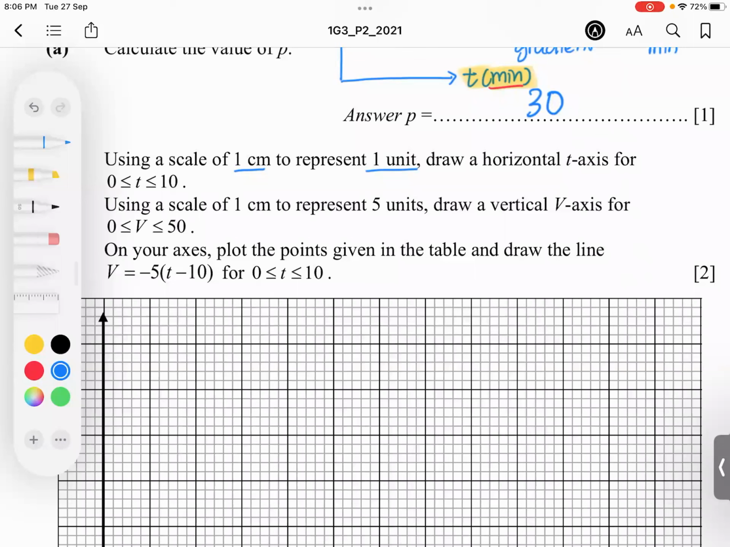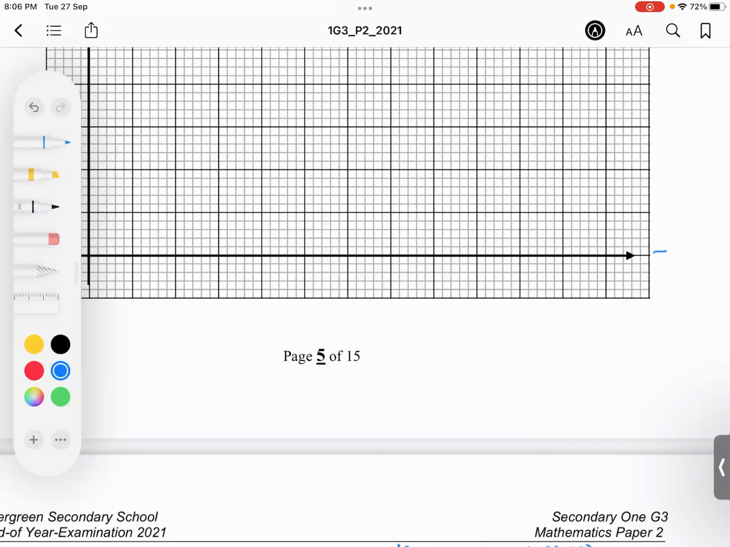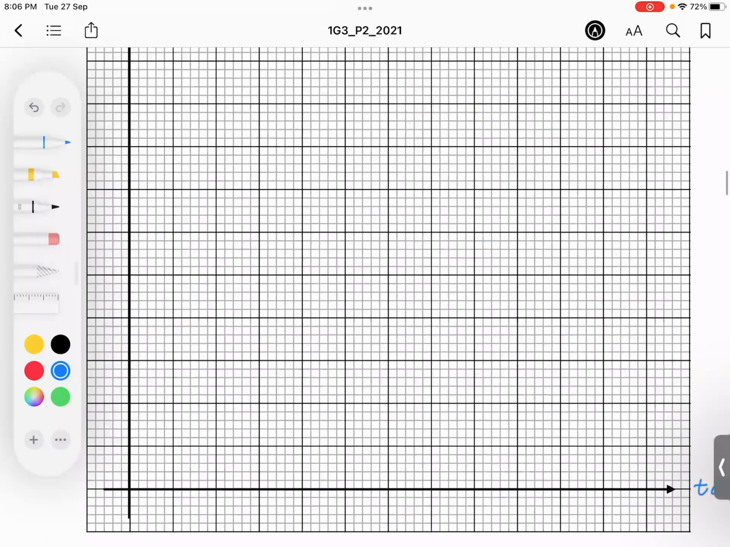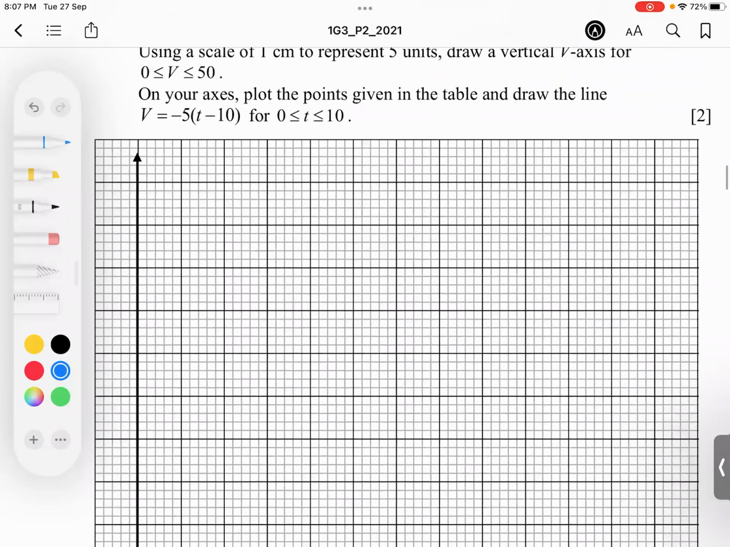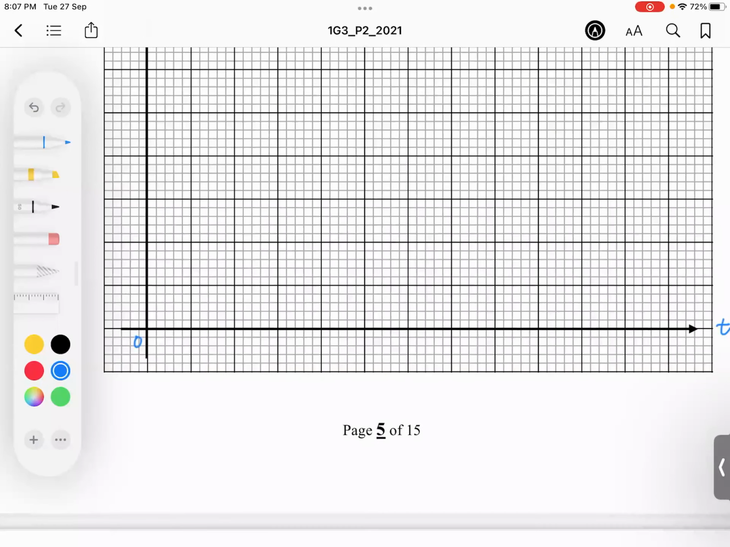So if it's 1 cm to 1 unit for horizontal t-axis, what is horizontal? Horizontal is here. This is yeah, the below, okay, the one horizontal line. Okay, now they say 1 cm to represent 1 unit, and they want a scale 0 all the way to 10. So that means every 1 cm, which is 5 small squares, will increase by 1 unit, 2, 3, 4, 8, 9, 10. Okay, so this one will be the people do have construction again, right?